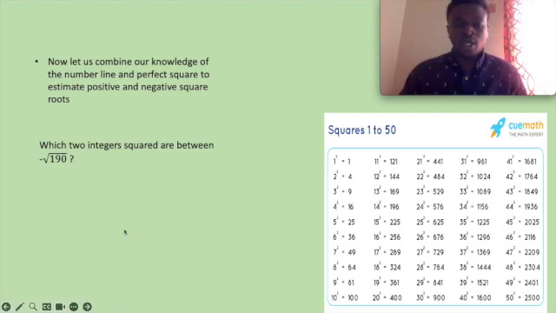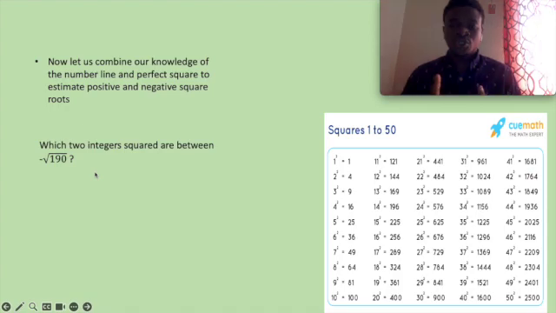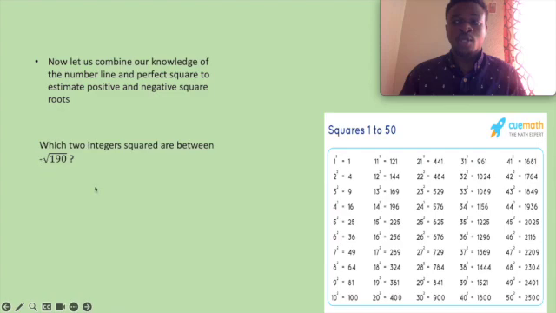So, square root of 190. What are two integers that could be squared to give us something close to 190? Now let's look at this number line. We see 190. We're asking what two numbers could be squared, which is on the left side, to give us 190. We're looking. Bang. We see 13 and 14. 190 would be right in between those two squares. So we could determine that the square root of 190 is between 13 and 14.